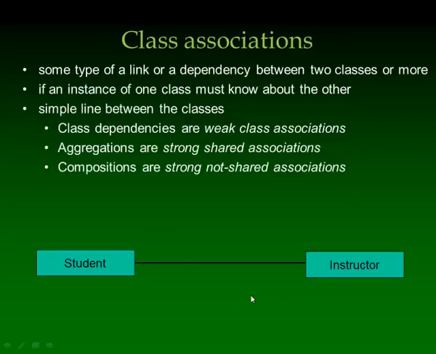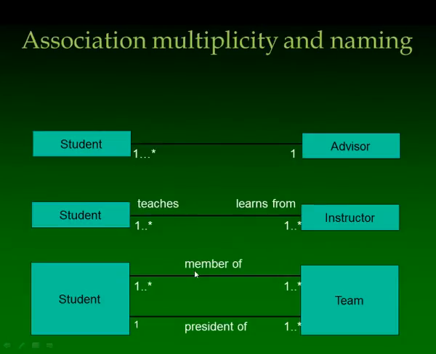So class dependencies are weak class associations. Class aggregations are strong shared associations, and compositions are strong not shared associations. You can say associations are a superclass of dependencies, aggregations and compositions. So there can be multiplicities. Multiplicity is basically an association that can be indicated by adding numbers to say how many of this is connected to how many of that.